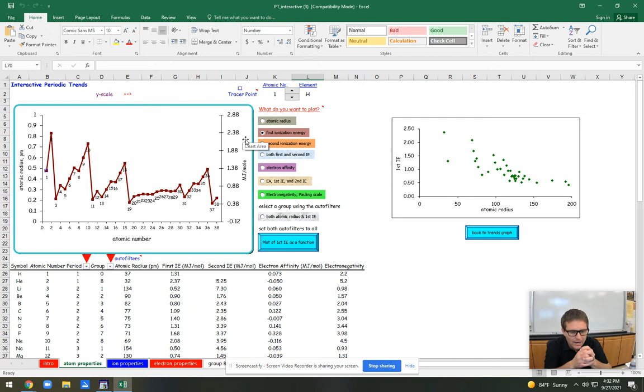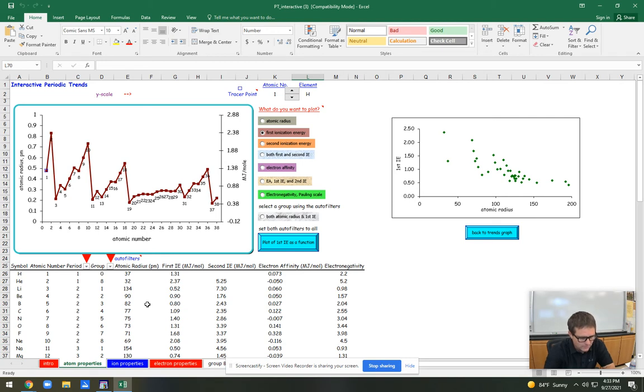Or an atom that's a small atom that's holding on tightly to its electrons, small in atomic radius, will be difficult to remove an electron. So yes, these trends do make sense. They're opposites of each other.